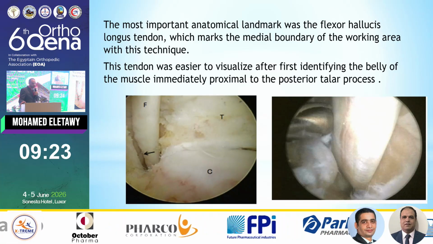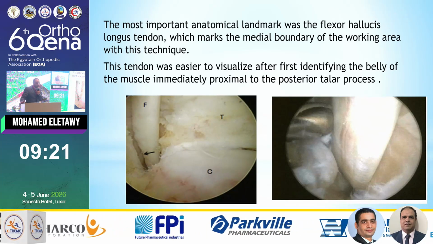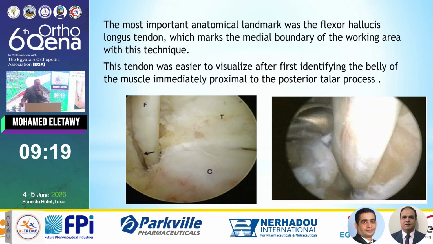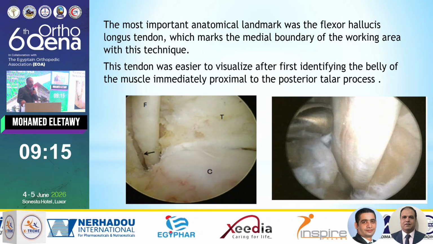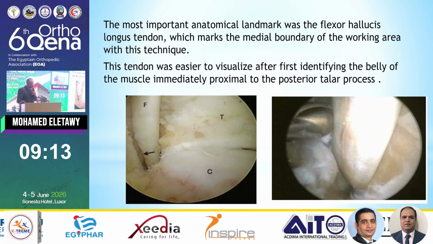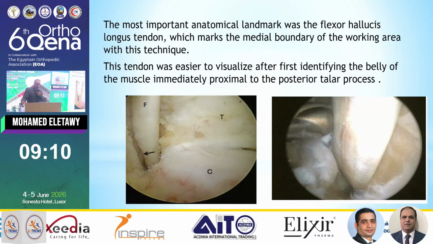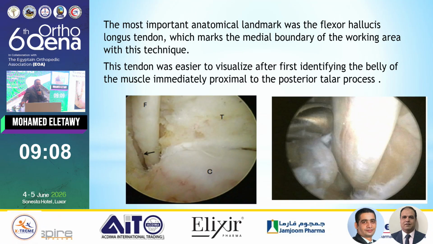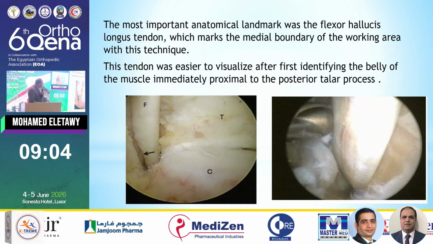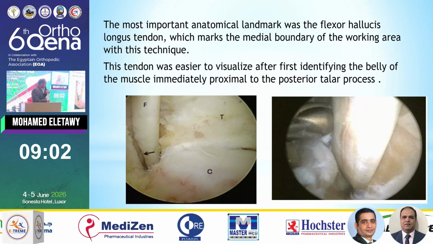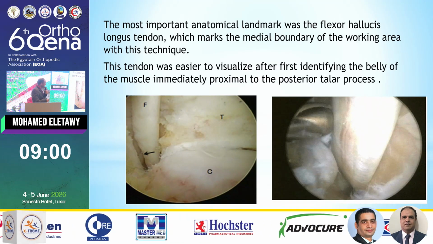The most important anatomical landmark is the FHL, the flexor hallucis longus tendon. Beyond this medially is the neurovascular bundle. This tendon is easier to visualize after first identifying the belly of the muscle, just immediately proximal to the posterior talar process. This is the talus, this is the calcaneus, this is the FHL.